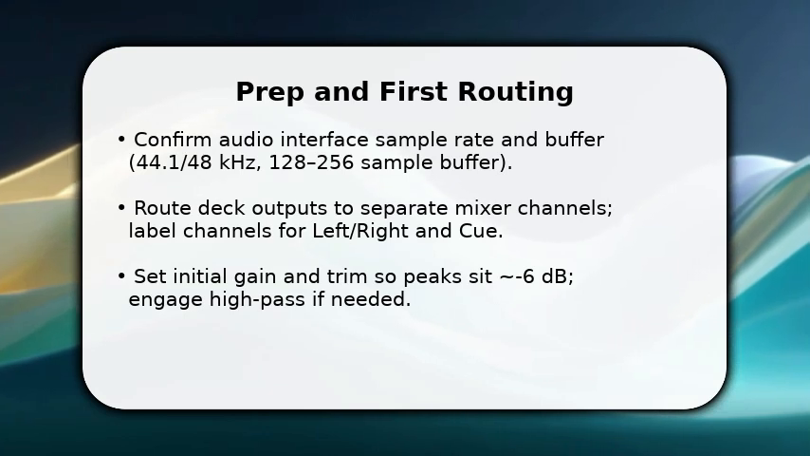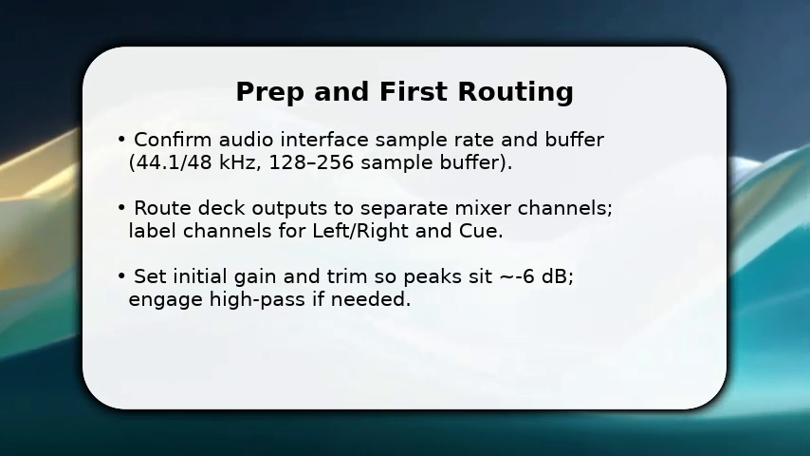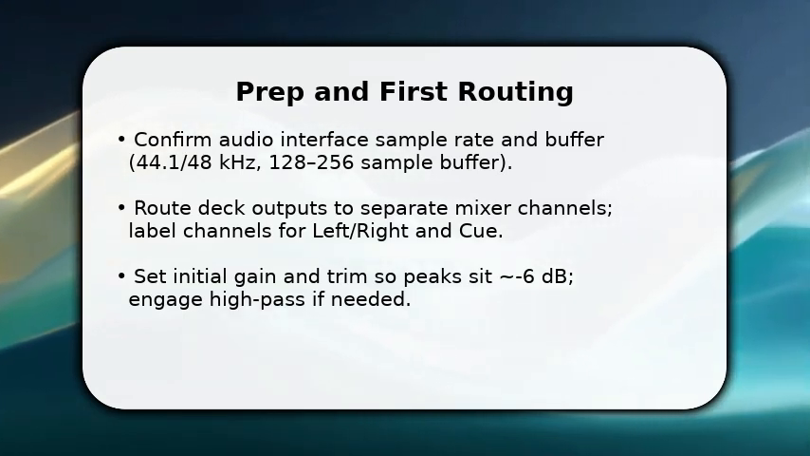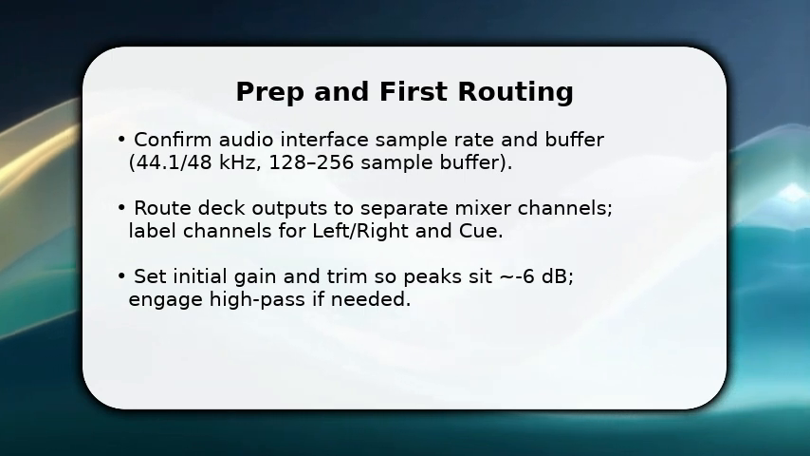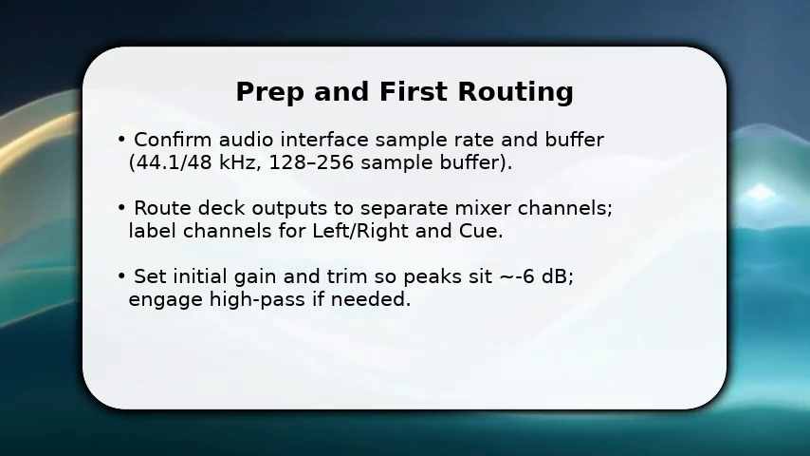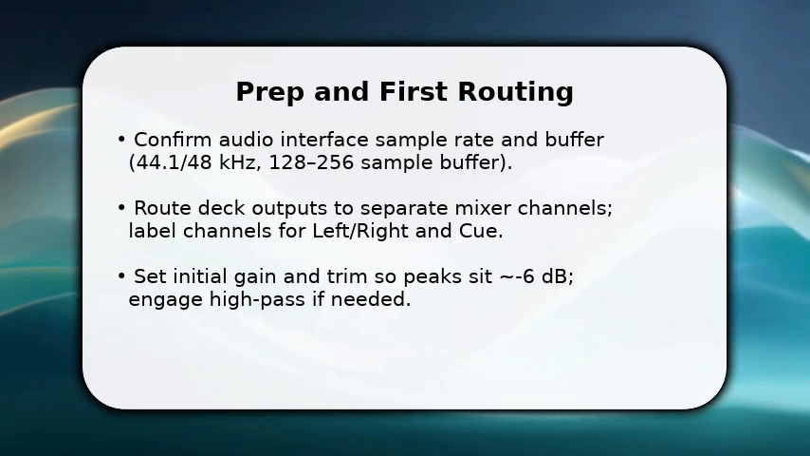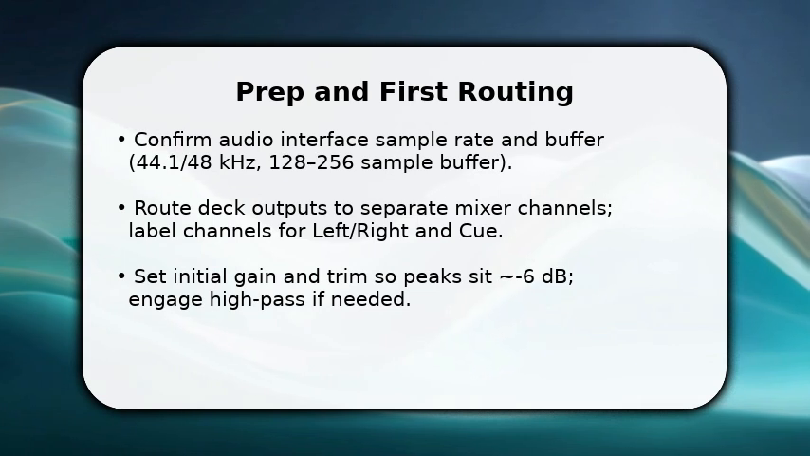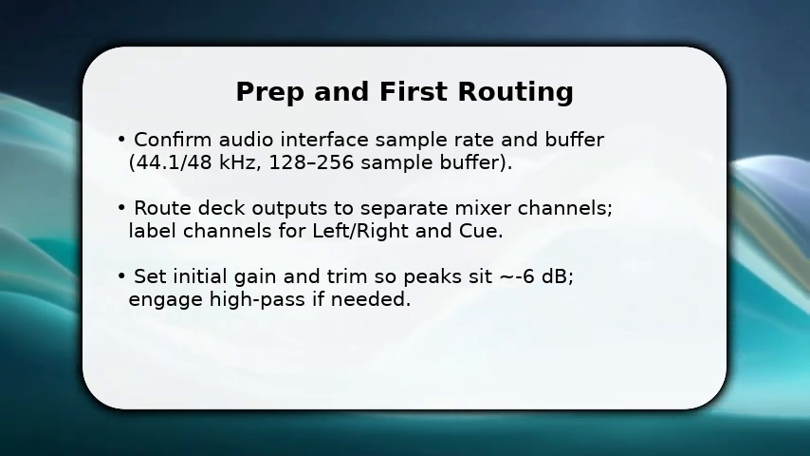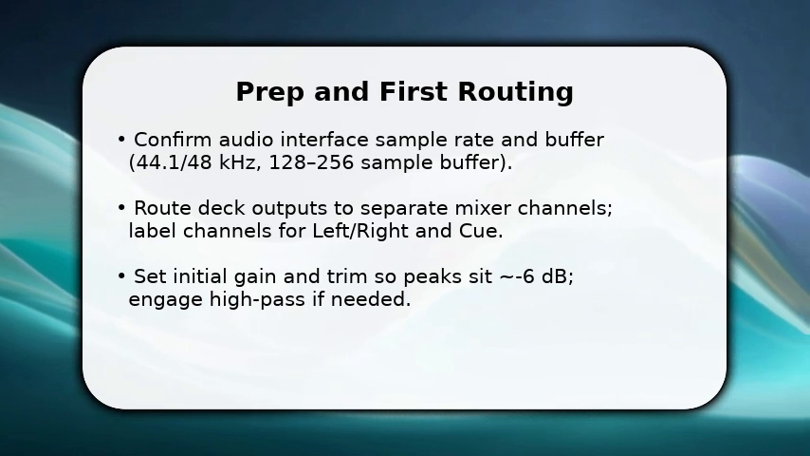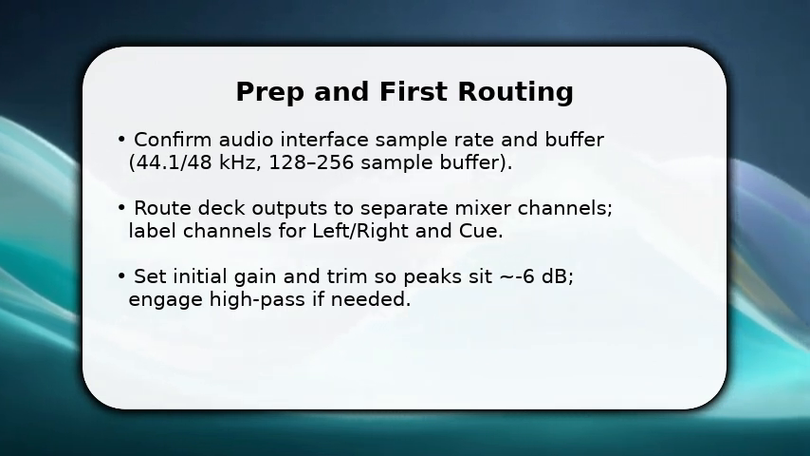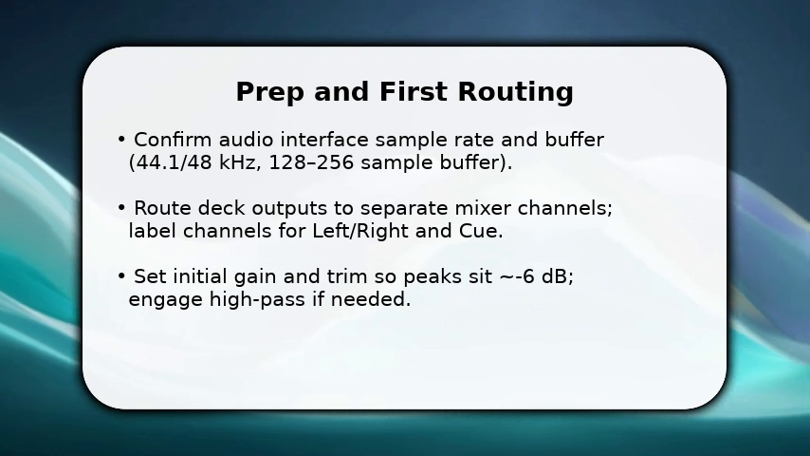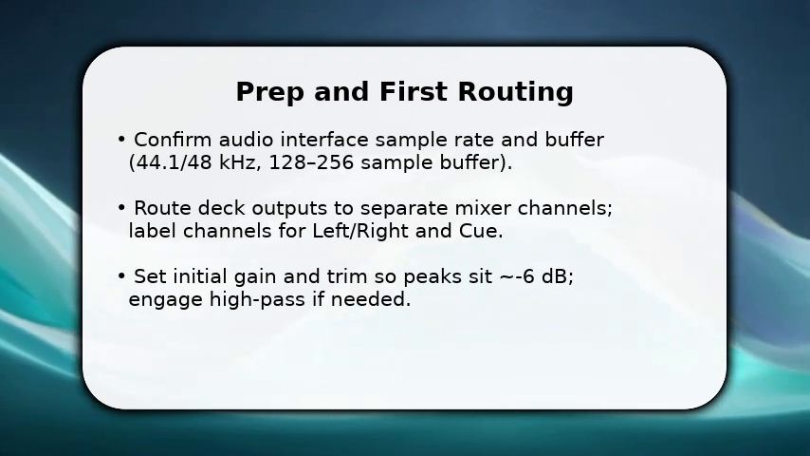Enjoy the video. You start by locking the signal path, route each deck to its mixer channel, and name them so you never guess later. Once done, set the audio interface to 44.1 or 48 kHz and a stable buffer, then set input gain so peaks hit roughly -6 dB to keep headroom. Make sure to use the channel trim and engage a gentle high pass to remove sub-rumble. This preserves low-end control when you reach the EQ section.